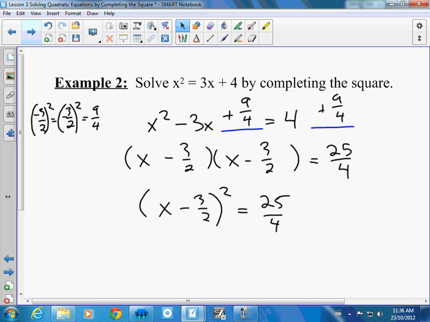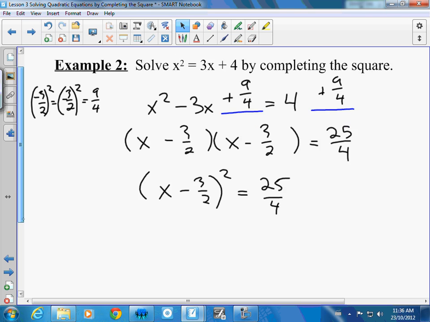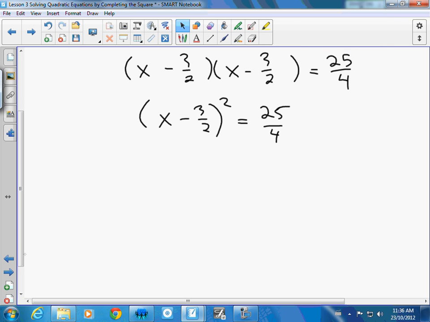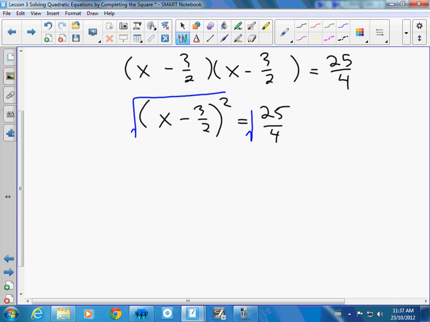Okay, guys, now what do you do next? Square root of both sides, right? Is that correct? Okay, so what do you end up with on the left? X minus 3 over 2 equals plus or minus. Guys, what's the square root of 25? What's the square root of 4? 2. Now, do you understand why I left it in that form?